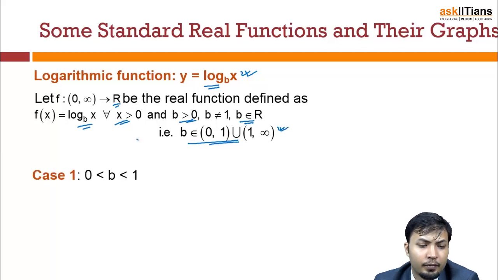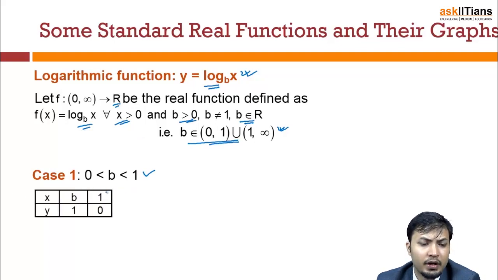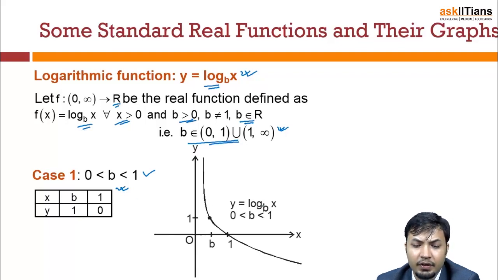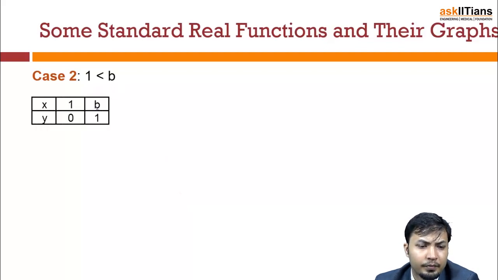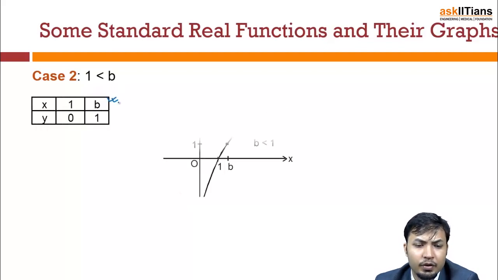Now let's look at case number 1. Let's say my B lies from 0 to 1. In this case, these are my different values for different outputs. If I plot the graph, it will look like this. Moving on, if my B were greater than 1, these were my outputs, and my graph will look like this.